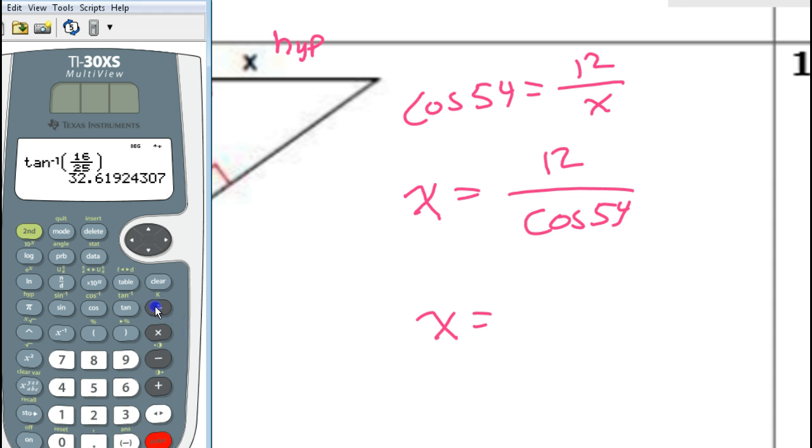Calculator time. 20.416. Got to round up.